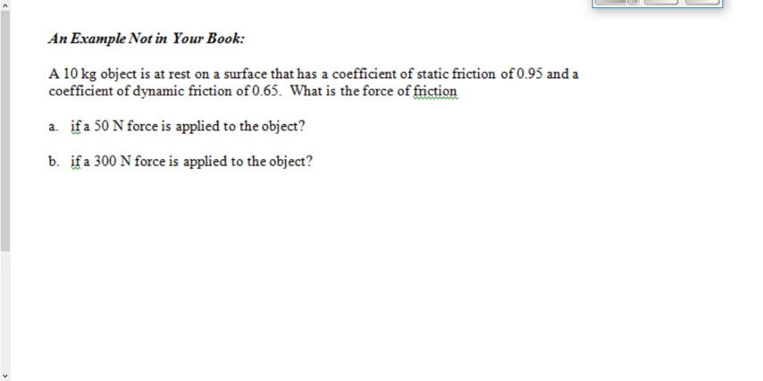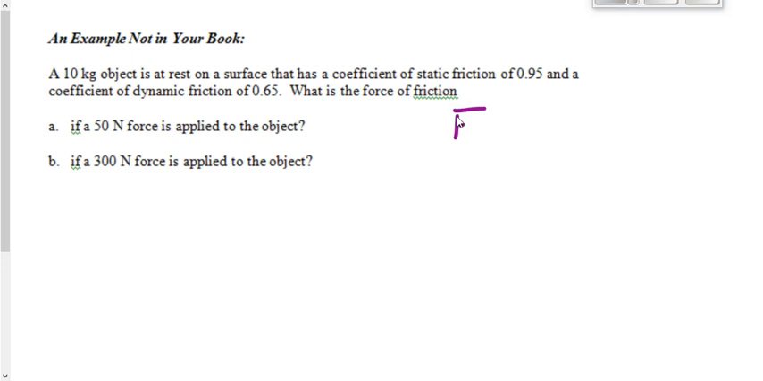I push on it with 50 newtons, does it move? I don't know. 300 newtons, does it move? I don't know. How do you figure out if 50 newtons is big enough to cause this to move, and therefore whether or not we have kinetic friction or static friction? How do you figure out if 50 newtons is big enough to make it move? Yep. Okay, let's do that then.